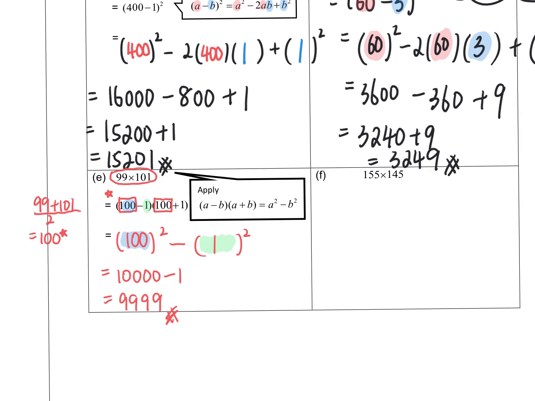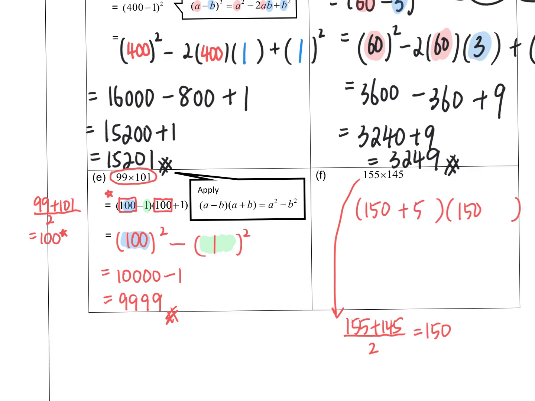Okay, same thing. You want to decide what is the value to put in. You add up the 155 to the 145 and you half it. It will give you 150. So your a is 150. You need to find the number that you should add and subtract that gives you 155. So it's adding 5, take away 5. So again, how to find the 150? You add the two numbers up, divide by 2.